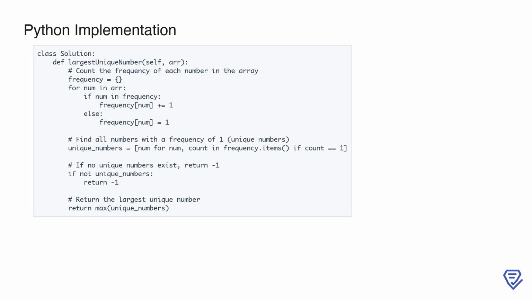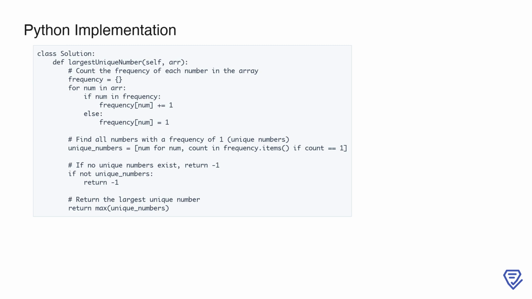This solution aims to find the largest unique number in the given array. First, we use a dictionary, frequency, to count how many times each number appears in the array. This is achieved by iterating over the array. If a number exists in the dictionary already, its count is incremented, otherwise, it's added with an initial count of 1. After constructing the frequency dictionary, we extract all numbers that appear exactly once, unique_numbers, using a list comprehension. Each key-value pair from the dictionary is checked, and only numbers with a count of 1 are included in the unique_numbers list. Next, we handle the edge case where no unique numbers exist by returning -1 if the unique_numbers list is empty.